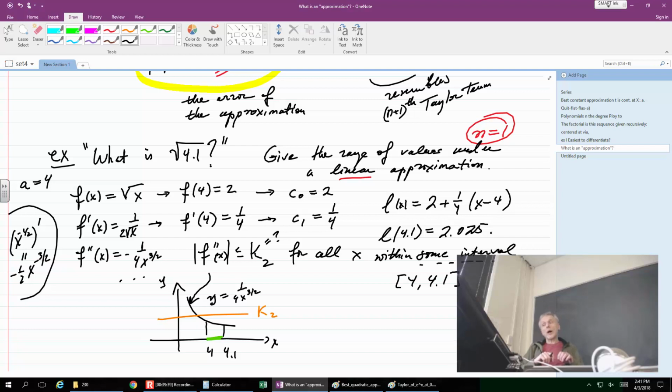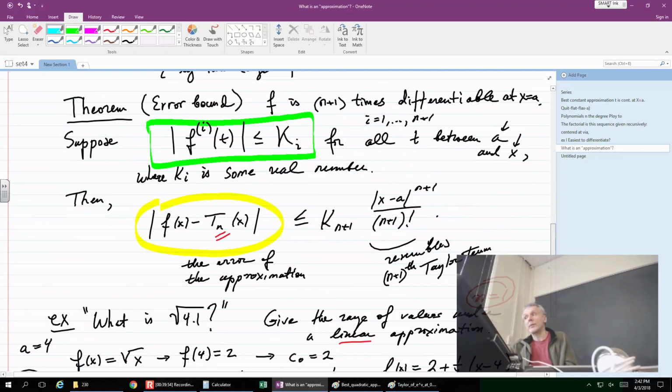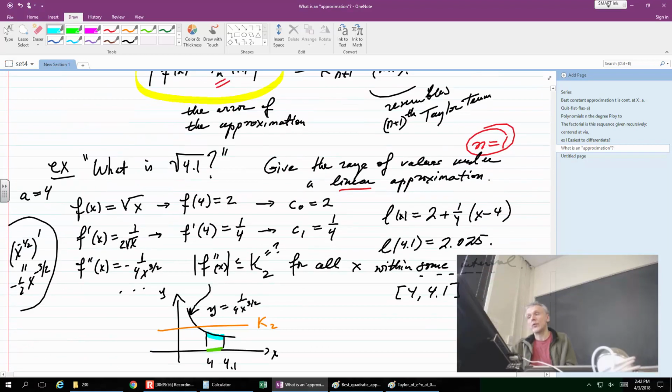We're trying to find a horizontal line that guarantees that this piece of the graph lies below it. The rest of the graph, we don't care. As you can see, the estimate only limits us to some interval between a and x. So x is 4.1, a is 4. Okay, so we concentrate on that little piece of the graph, and we need to find k2, so that the line y equal k2 will be above the graph.